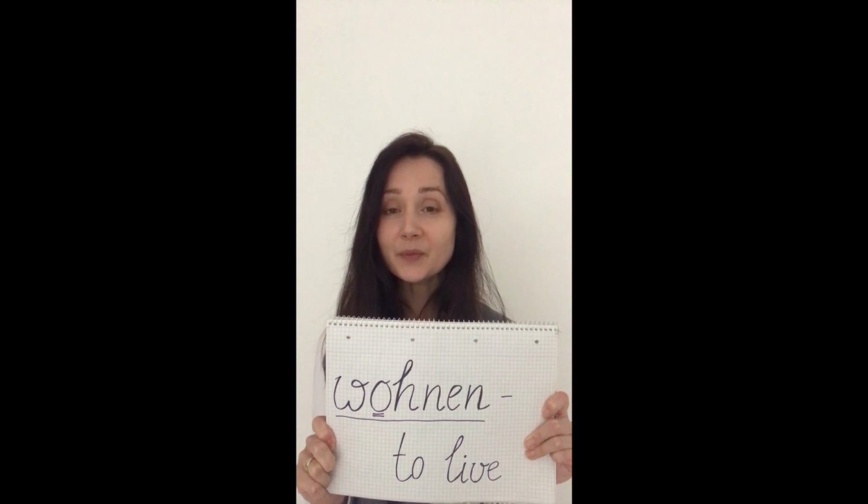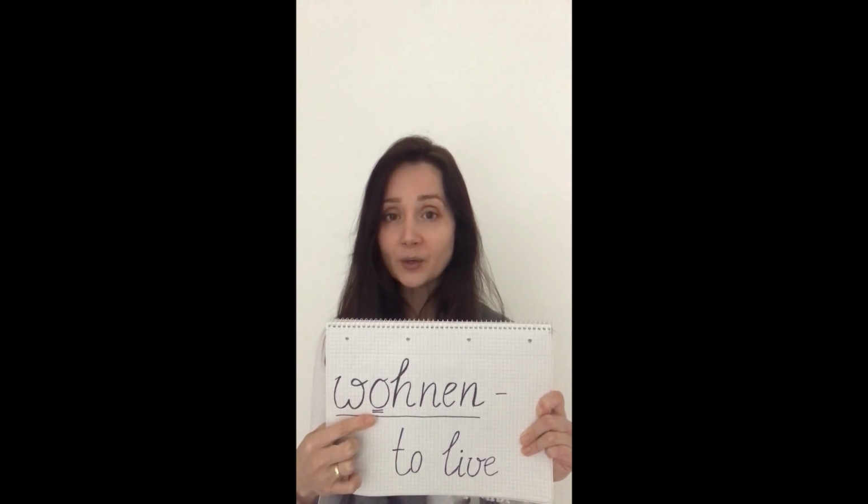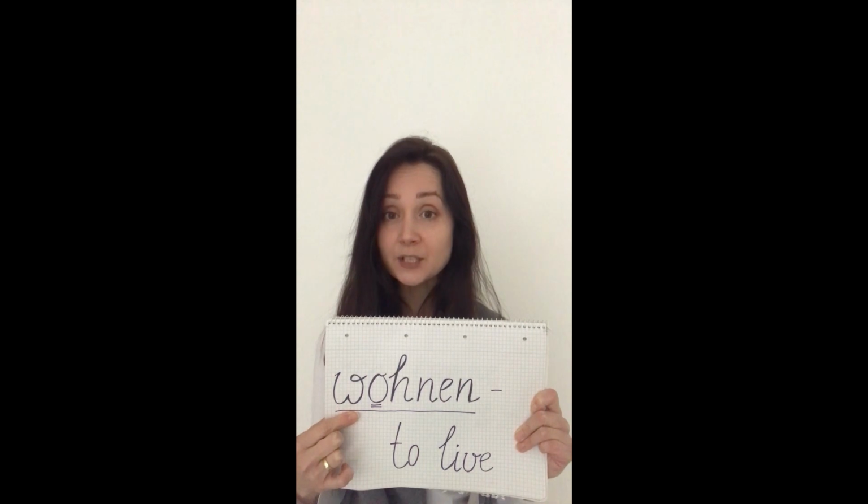wohnen. Now the sound of the O is quite long. Wohnen means to live. Now this is the infinitive form. It doesn't indicate the person. It's just the verb to live. Wohnen. Okay?